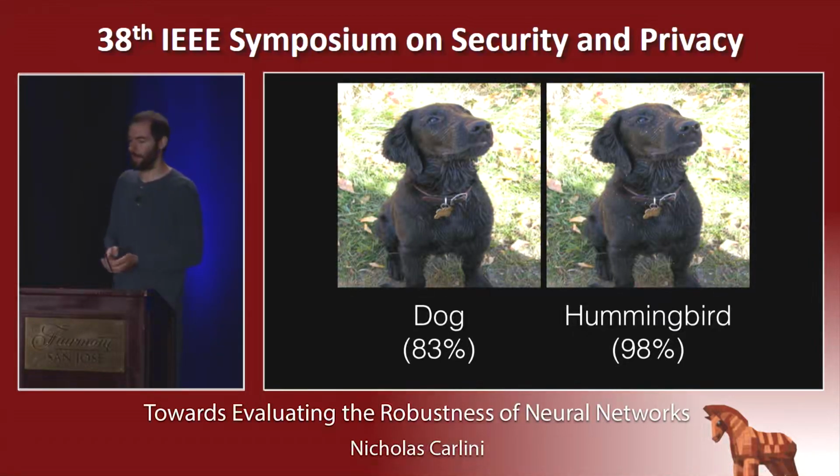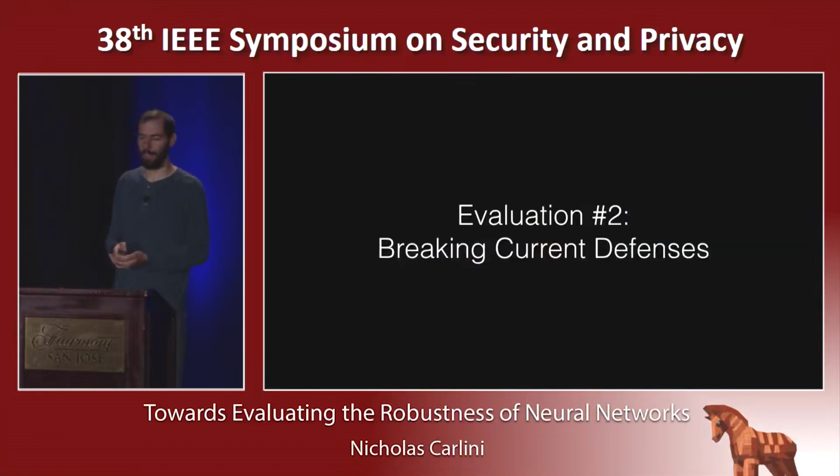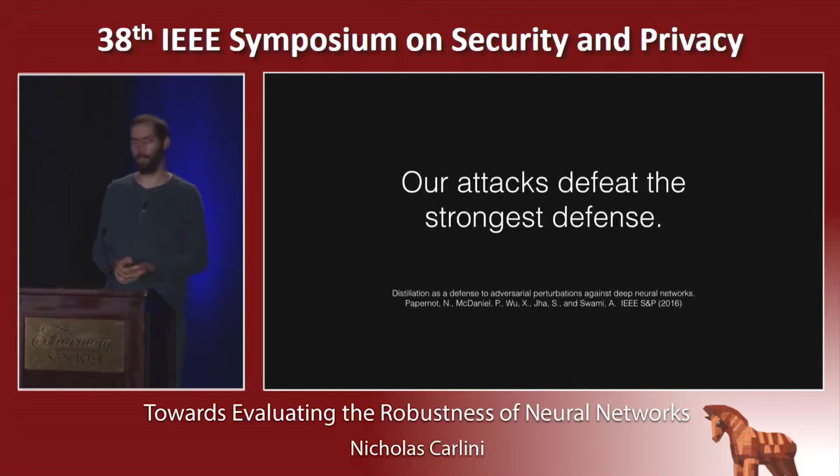So the other way that you can evaluate attacks is then to try and break existing defenses. And for that, what we do is we look at that list of defenses, and we say, let's look at the strongest one that was available, and let's try and break that one. And so the strongest defense that we were aware of was a paper that was published last year here called defensive distillation. And what we show is that when we apply our attack to this defense, we completely defeat this defense and show that it basically adds very little robustness.